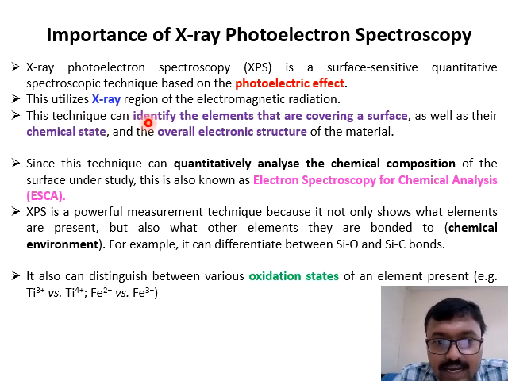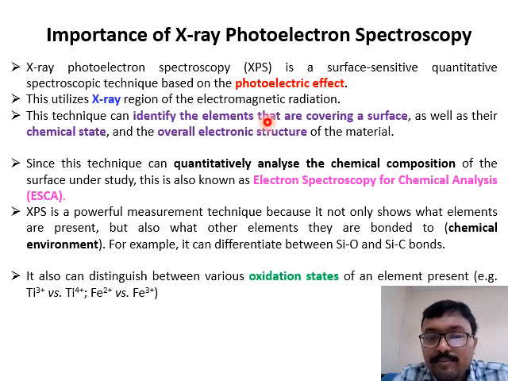So this technique can identify the elements covering a surface. It is actually a surface analyzing technique. So in our surface, what are the elements present? Metals can be of different types: aluminum, iron, gold, copper. Silicon also we can detect from XPS. So what are the elements present on a surface? We can detect by XPS.